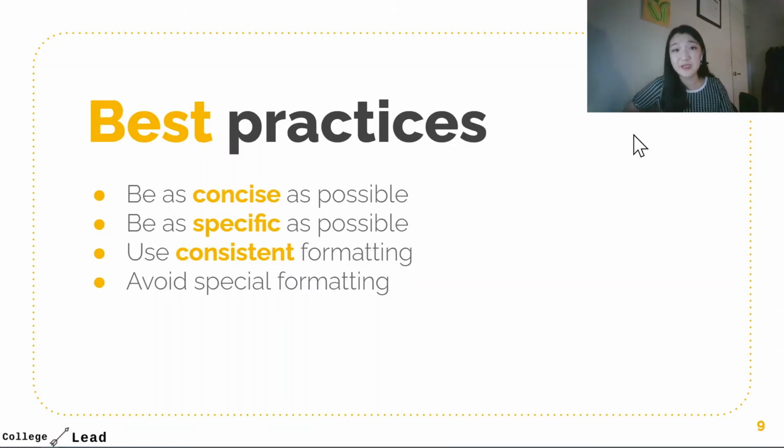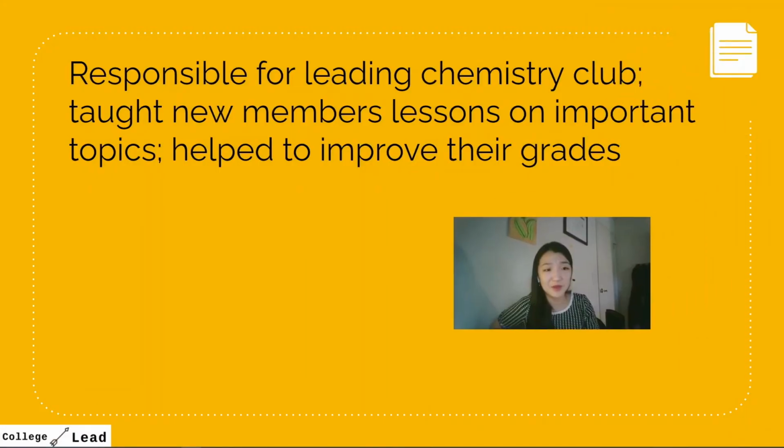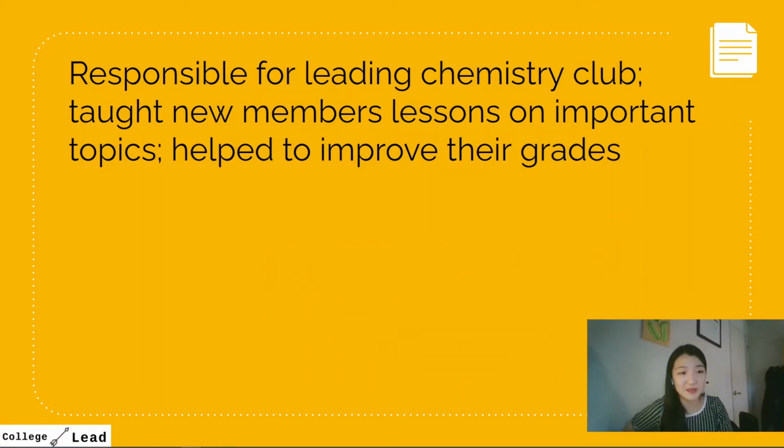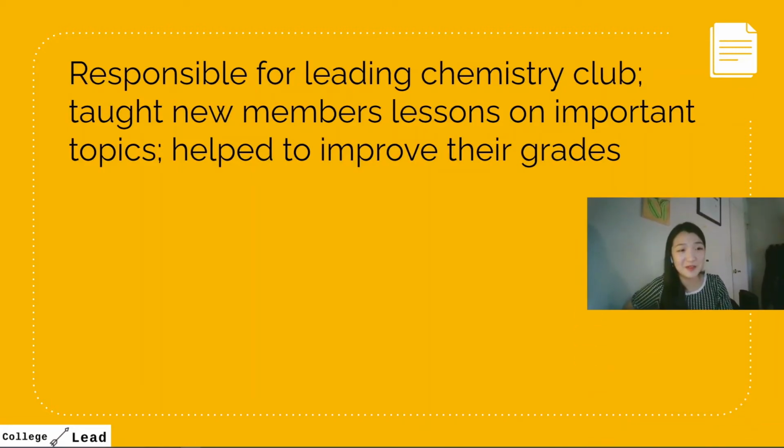Let's apply these best practices to the sample description that we had earlier. So here's the description that we had earlier. And actually, let me just move myself to the side so we can still see the words. I might have to minimize my camera, actually, when the next part comes out. So I'll move my camera here instead. So here was the example that we used earlier. Responsible for leading the chemistry club, taught new members lessons on important topics and helped to improve their grades.